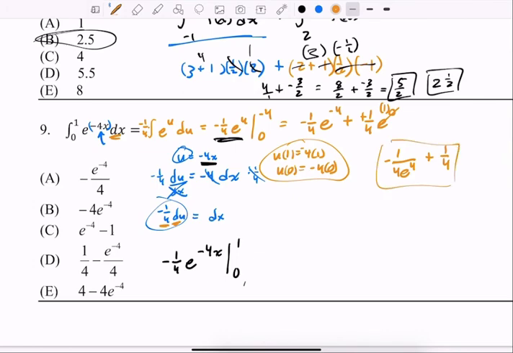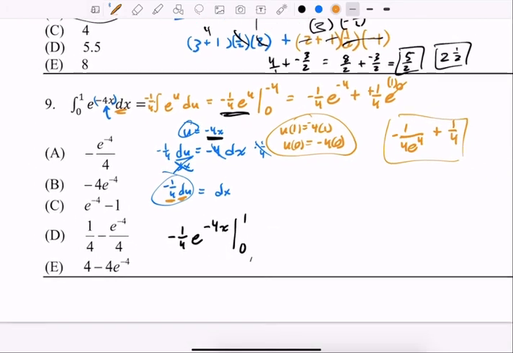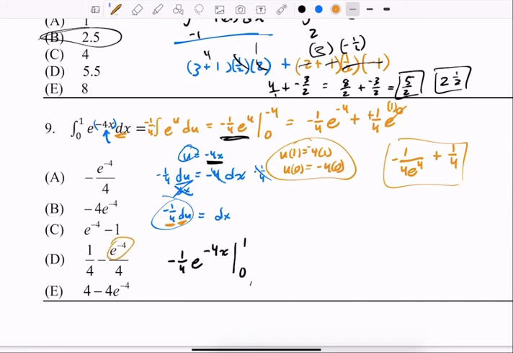All right, let's see what we got here. Oh, look at that. The e to the negative 4th. That's kind of weird, but that is our answer right there. See, we got the negative, and we could put this on the bottom to make it look exactly like ours. D is our answer.